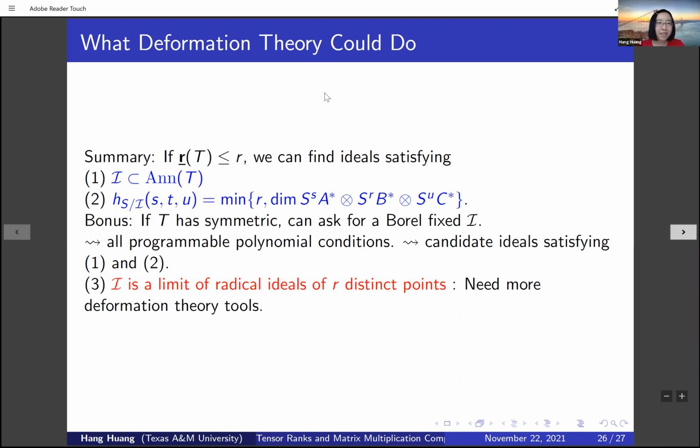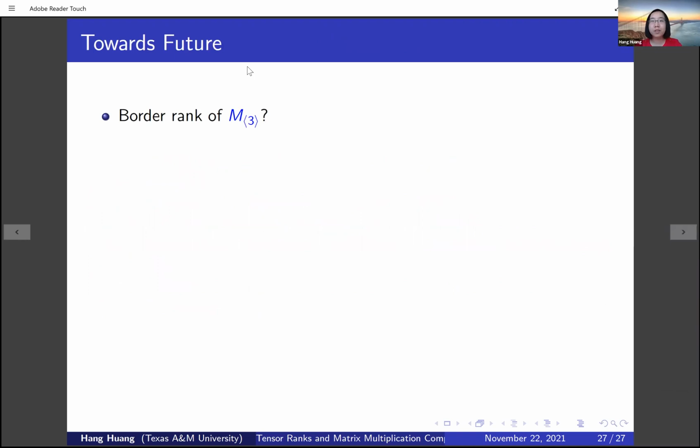So basically, what we plan to do in the future is that we are interested in finding the border rank of other matrix multiplication tensors. In fact, finding explicitly the border rank is very difficult. For instance, if you look at square matrix multiplication tensors, the only known border rank is for 2 by 2 matrix multiplication tensors. We know the border rank is 7. Even for 3 by 3 matrix multiplication tensors, we do not know its border rank. So using border apolarity, we have some candidate ideals satisfying those two conditions. And then we need to check whether it's a limit of radical ideals of distinct points or not.